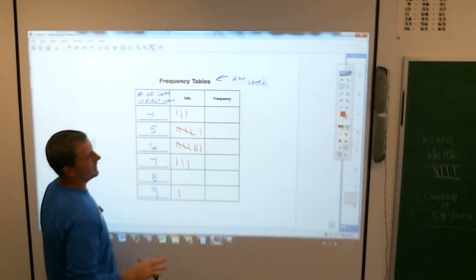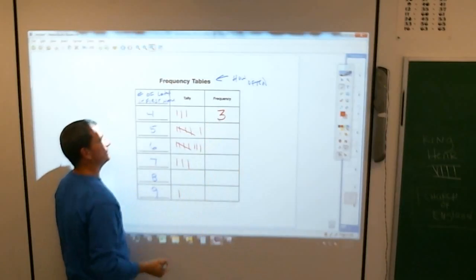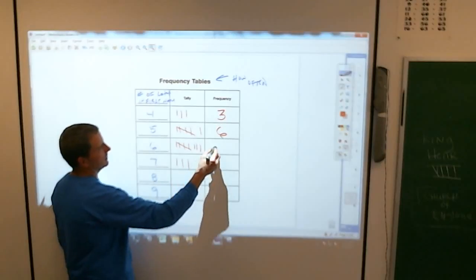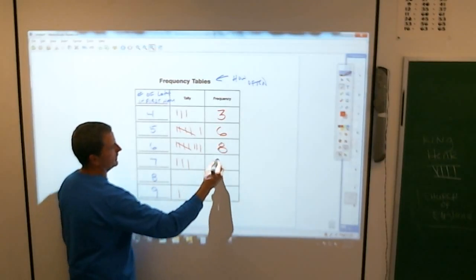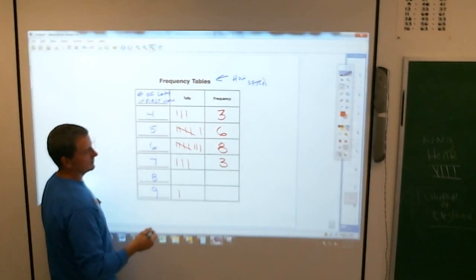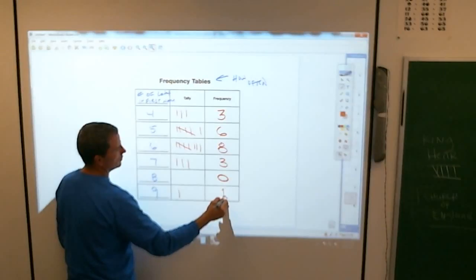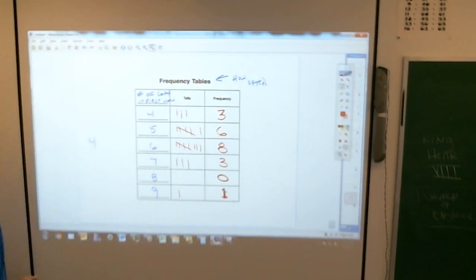And then in the frequency, how often does it happen? That's where we actually put the numbers. 3 for 4 letters. 6 for 5 letters. 8 for 6 letters. Then 7 letters, and nobody for 8 letters. And 1 lone soul in the 9-letter category there. That is your frequency table.